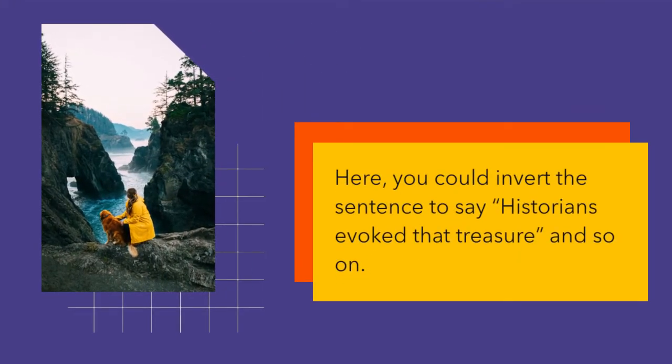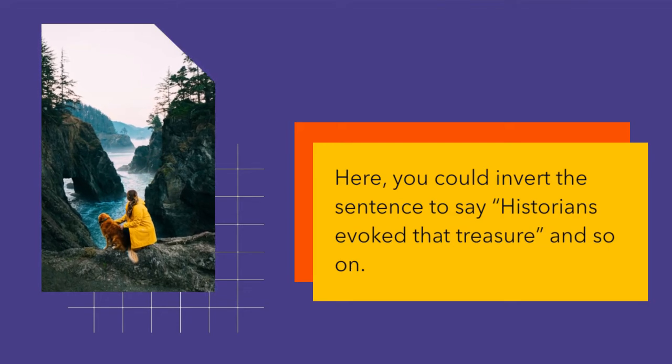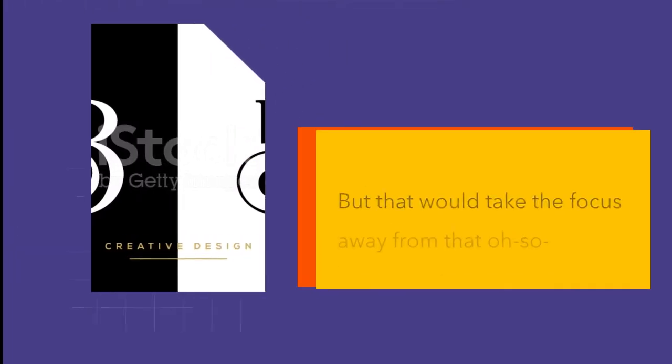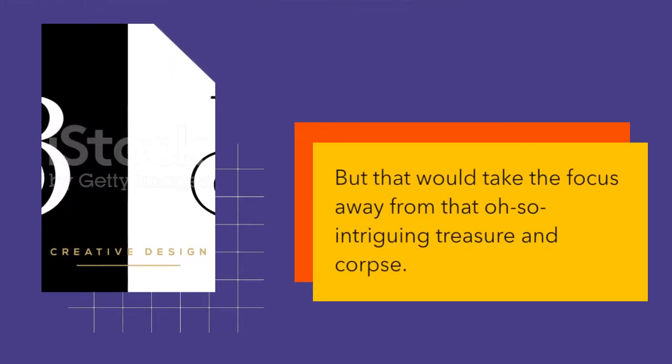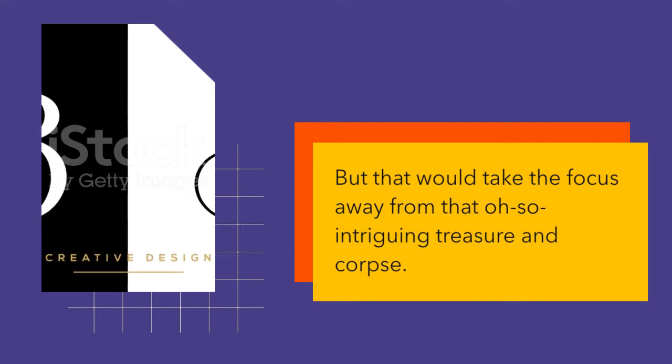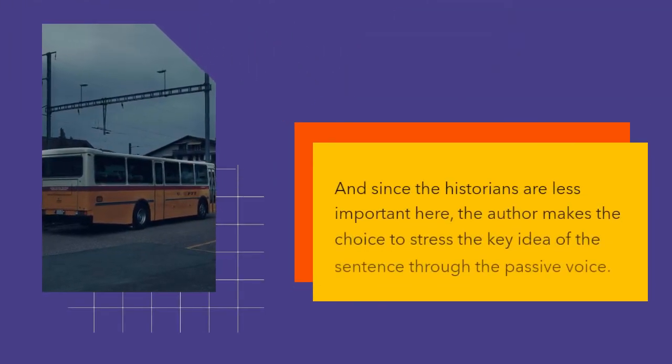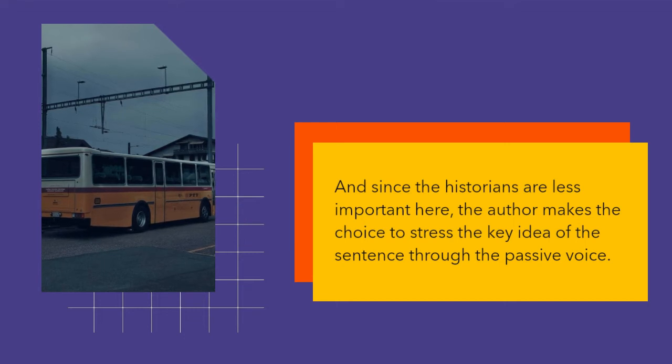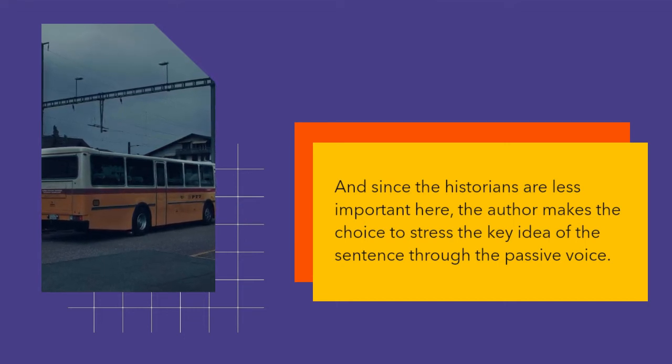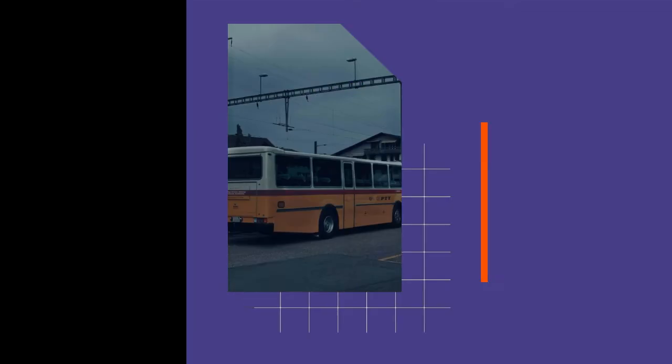Here, you could invert the sentence to say, historians evoked that treasure, and so on. But that would take the focus away from that oh-so-intriguing treasure and corpse. And since the historians are less important here, the author makes the choice to stress the key idea of the sentence through the passive voice.